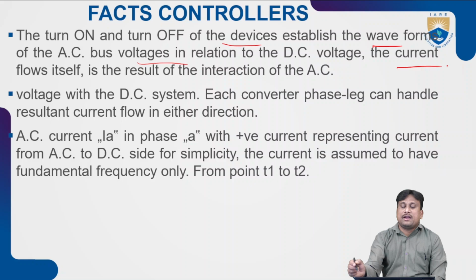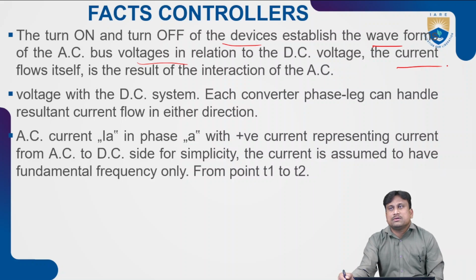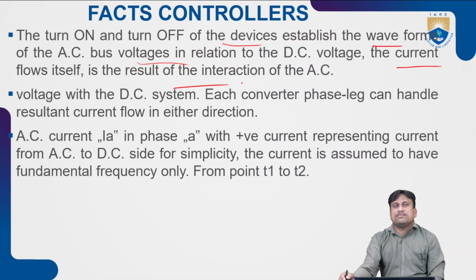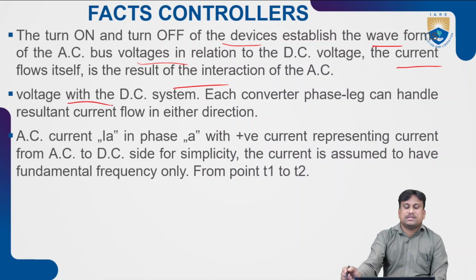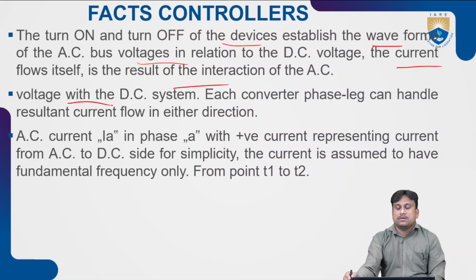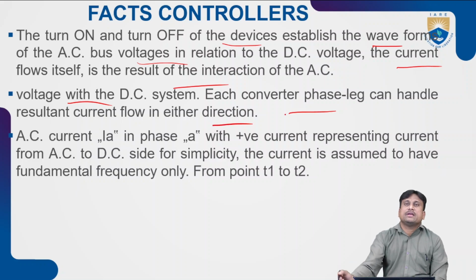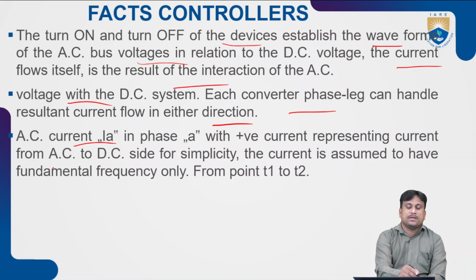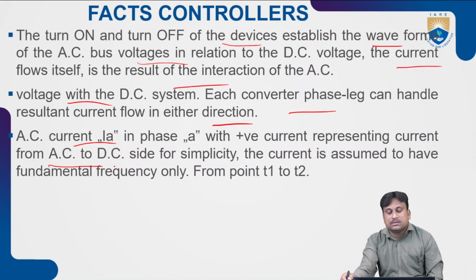That means current is ready to flow itself. So because of that, the result of the interaction of the AC system may follow. That means the voltage with the DC system is going to be treated. So each converter with a phase lag can handle the resultant current flows in either of the directions. So the total AC current IA in phase with A, with the positive current representing the current from AC to DC side, for simplicity it is going to be considered.